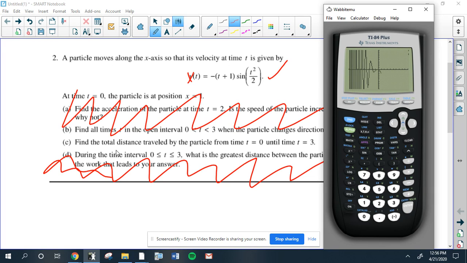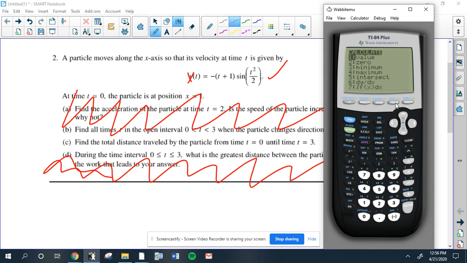The velocity, which it's graphing now, changes directions everywhere it crosses through the x-axis. We're only interested from 0 to 3 here. I'm going to change this window from 0 to 3. And it goes through 0 right there and nowhere else from 0 to 3.